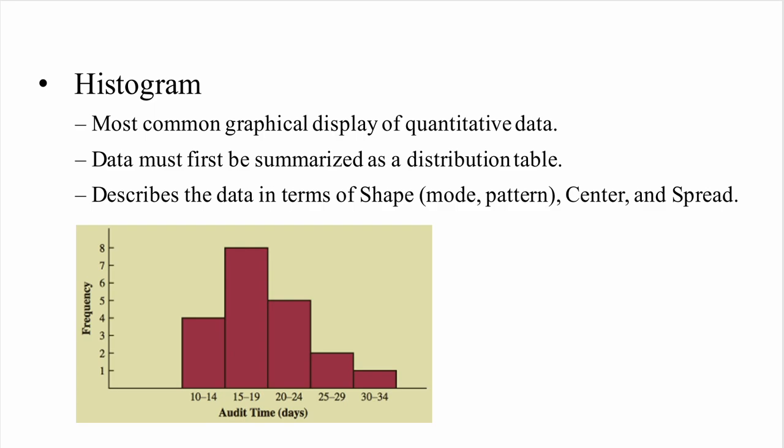First, we need to summarize the data, and then we need to describe it in terms of the shape, the center, and the spread. In this video, I'm going to show you how to describe a histogram based on the shape. In chapter 3, we will look at describing our distribution in terms of the center and the spread. But for this section, our main focus is going to be on the shape.